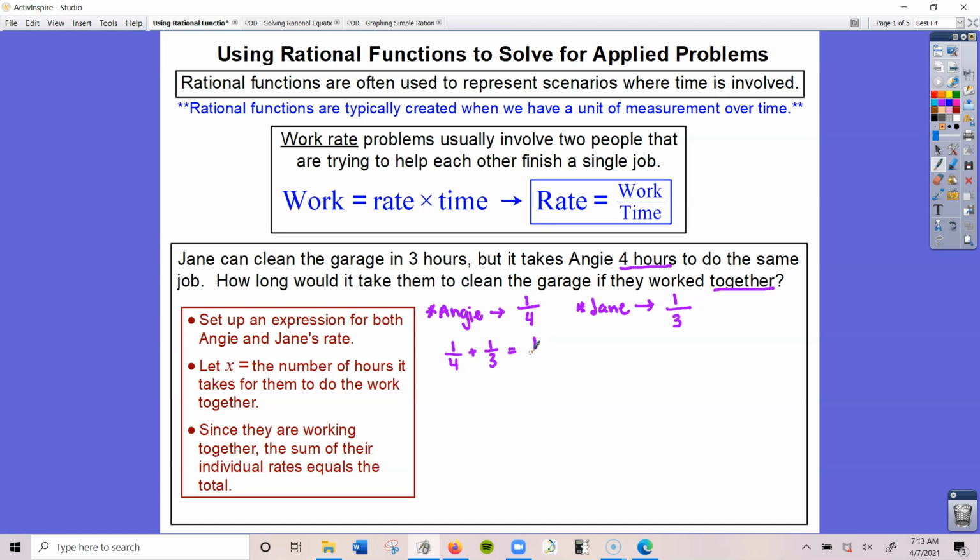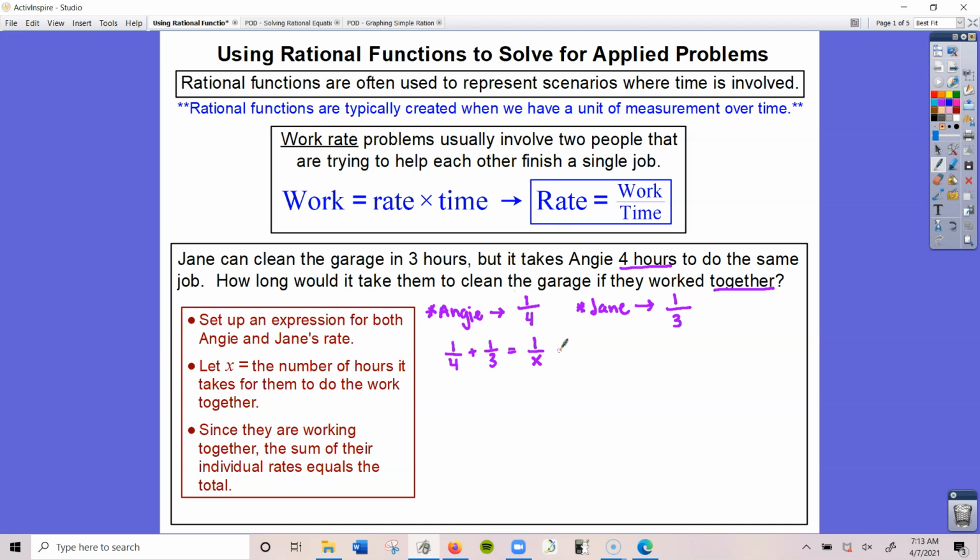Again, they're still cleaning that one garage, but we don't know how long it would take them. So we're going to use x. That's why it says here, let x equal the number of hours it takes for them to work together. Here I even wrote it again just to translate this. Since they are working together, the sum of their individual rates equals the total rate. So this is the equation that we have. And as you can see, we are trying to solve for the time it takes for them to clean it together, which is exactly what the question is asking us to do.